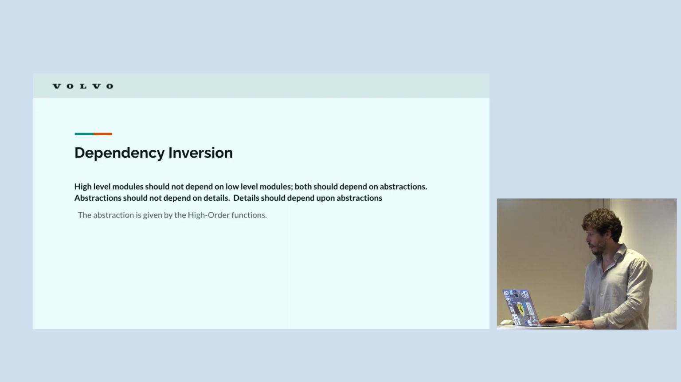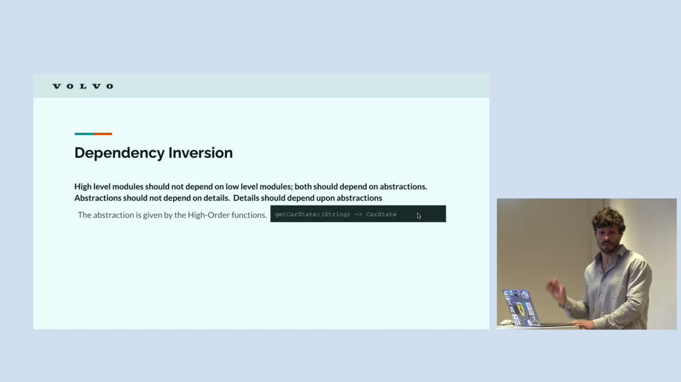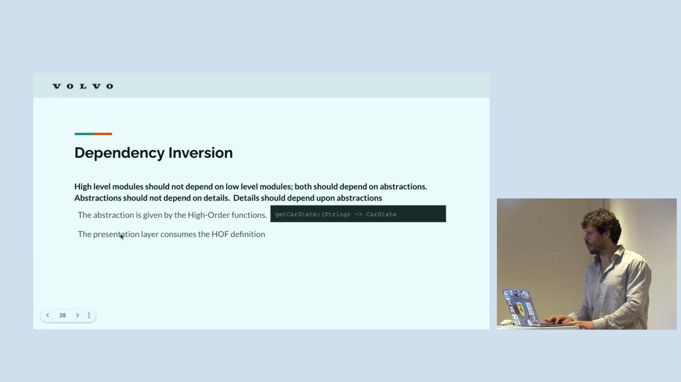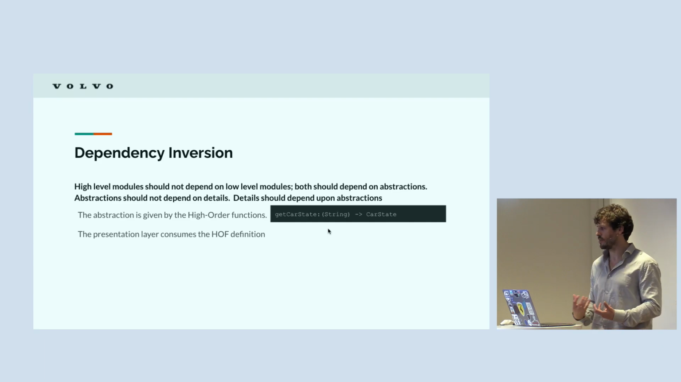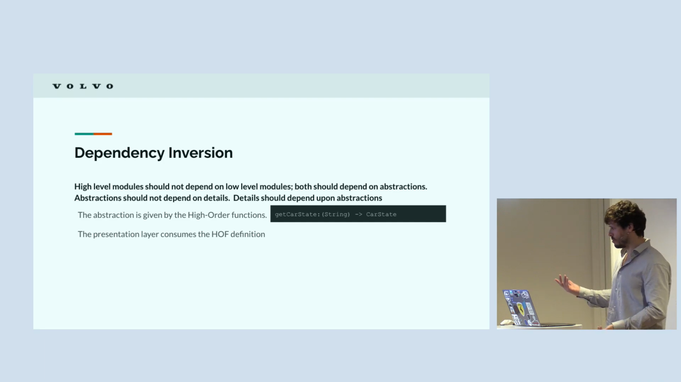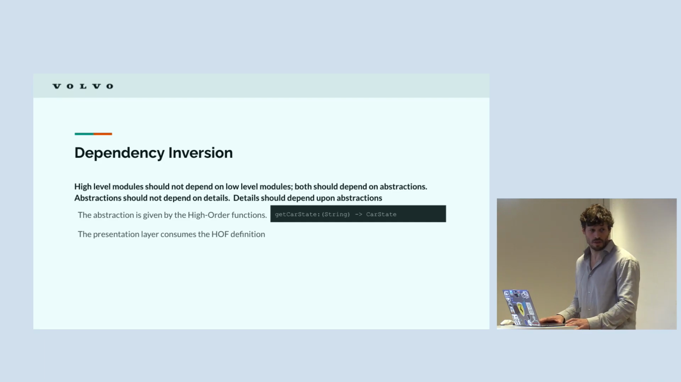So we get this by the higher order functions as well. We use the higher order function as our abstraction. The from string to car state is the highest abstraction ever that we can use. And this will never change. So our presentation layer is consuming this, the view model is consuming this abstraction, right? It's invoking it and doing something with the result, but doesn't know anything about what is the particular implementation of that abstraction.